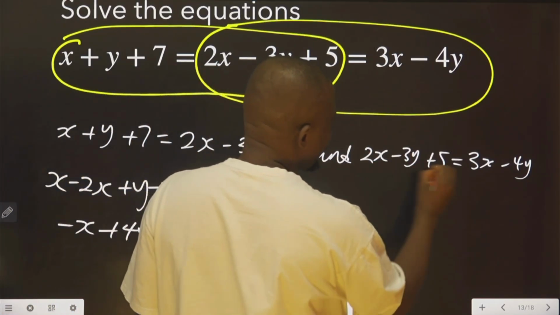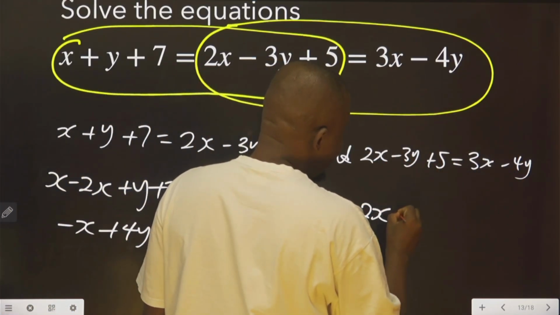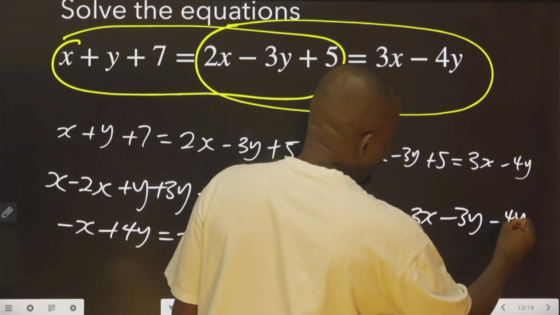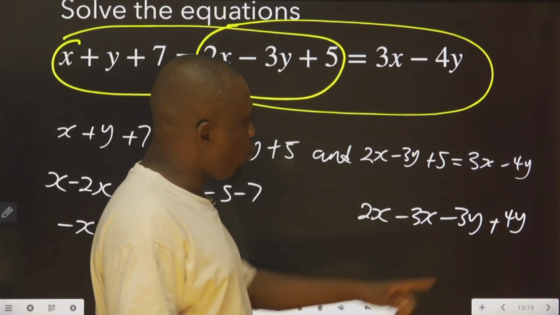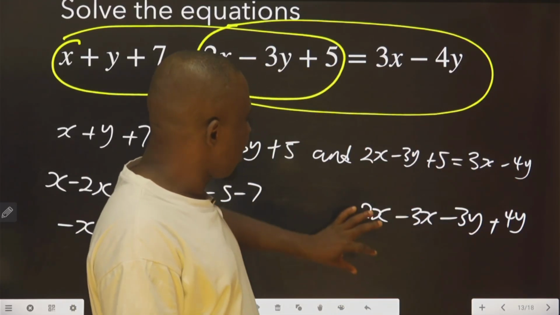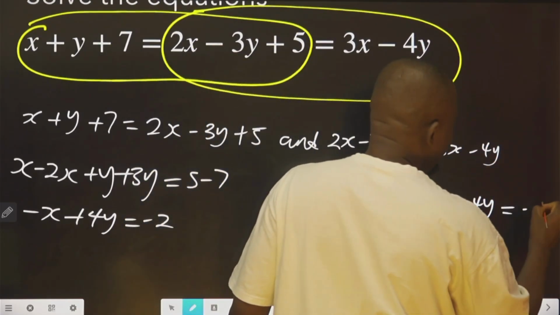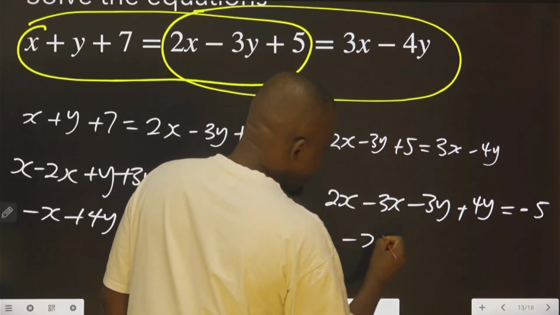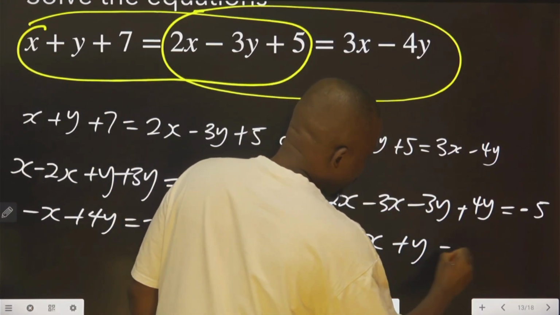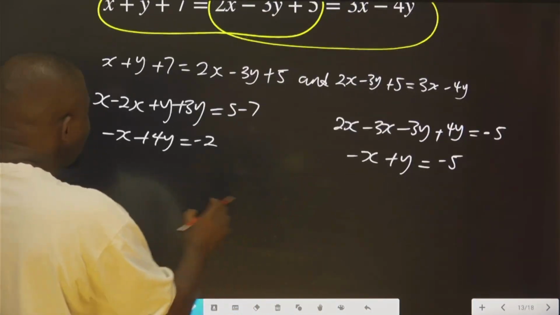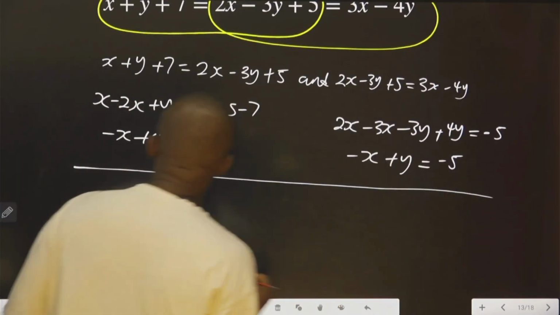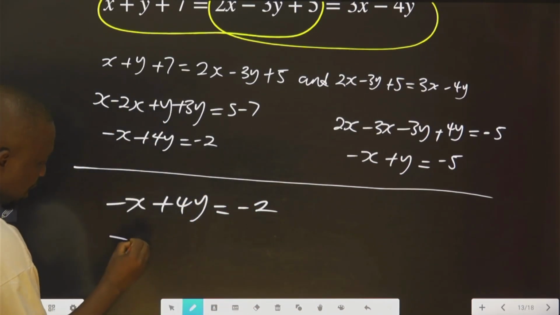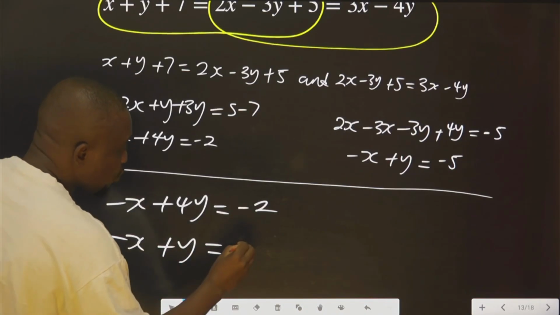Then this other one, as you can see here, we move this to this. That is this, minus 3x minus 4y plus 4y, because this minus is coming to this side to become plus. Then we move this to this side to become minus 5. If you solve this now, this will give us minus x, this will give us plus y equals to minus 5. Now that we have all this, we bring them together to say, now we have minus x plus 4y equals minus 2. This equals to minus 5.